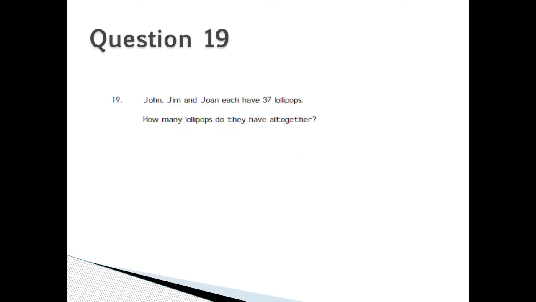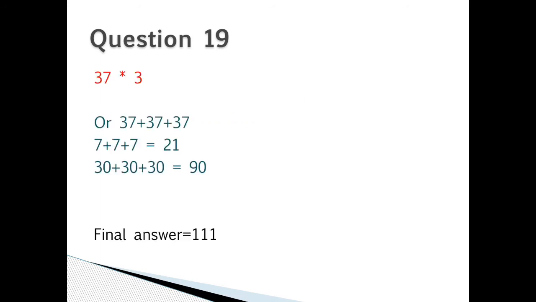John, Jim, and Joan each have 37 lollipops. How many lollipops do they have altogether? You could say 37 times 3, or 37 plus 37 plus 37, and your final answer will be 111. If you use a strategy, you could say 30 plus 30 plus 30 is 90, 7 plus 7 plus 7 is 21, and add the 21. 90 plus 21 is equal to 111.